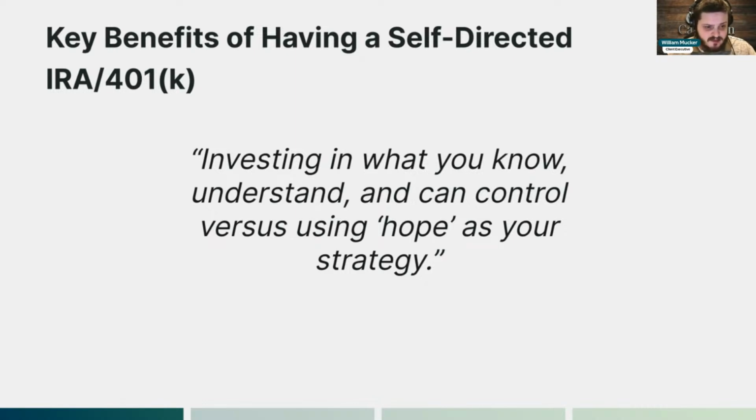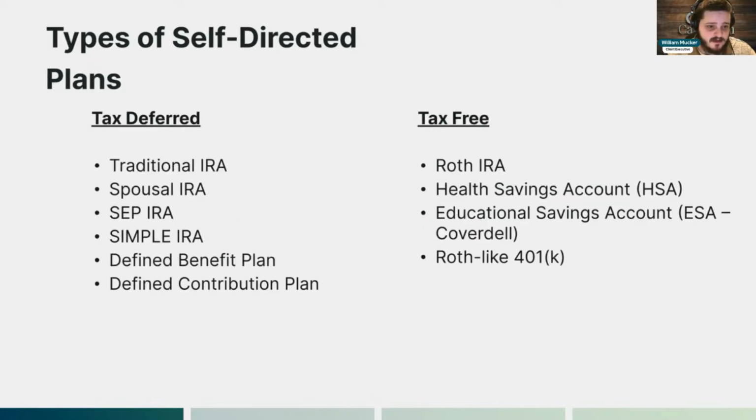This is a quote from one of our clients: investing in what you know, understand, and can control versus using hope as your strategy. Hope is something that's more commonly used with the stock market, because you're hoping that a company on Wall Street performs well and then you get earnings from that. Alternative investments held within a self-directed IRA are a little bit more tangible, and you can more so control the outcome based off of your prior knowledge with alternative investments.